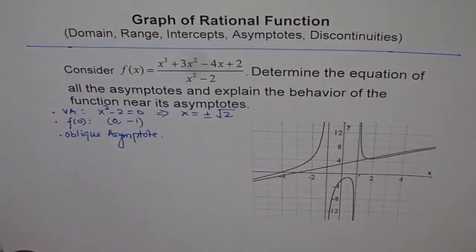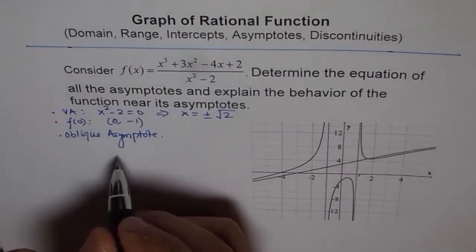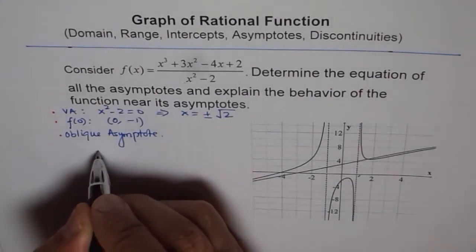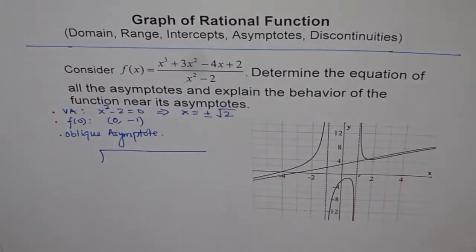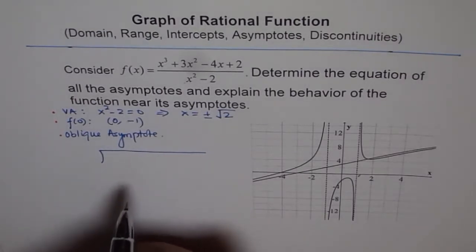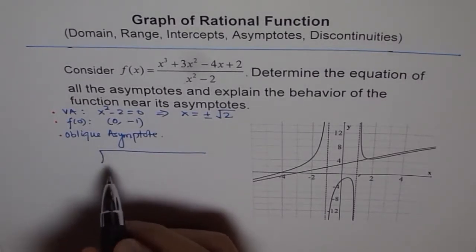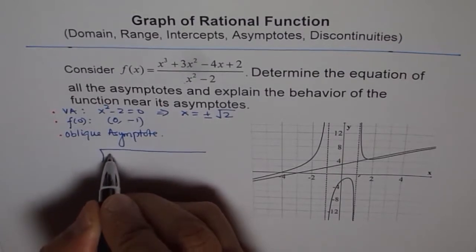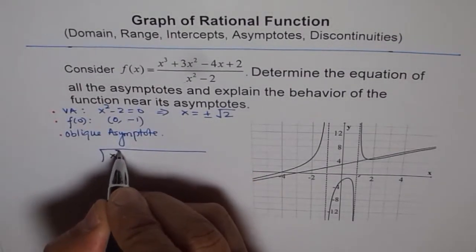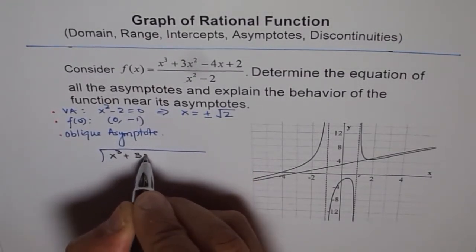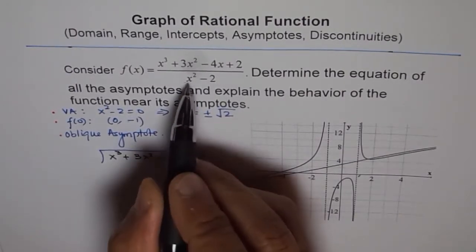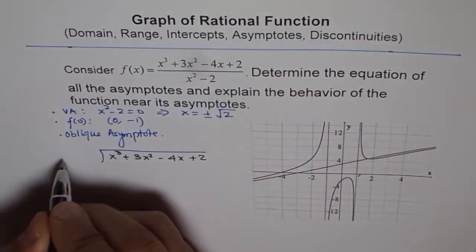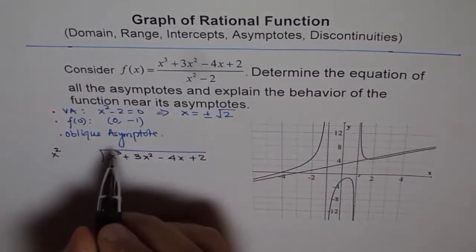To find the oblique asymptote, you need to do long division, right? Why am I doing it for you? I'm doing it for you because I don't want you to mess up. Try to do it, stop the video yourself. But here is a hint for you. This goes inside: x cubed plus 3x squared minus 4x plus 2, and you have to divide by x squared minus 2.